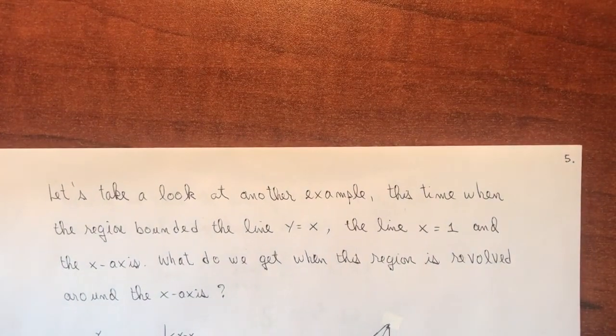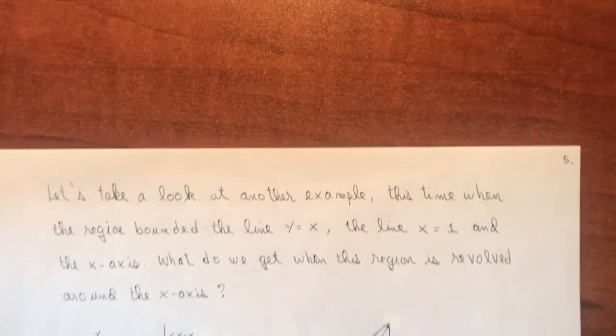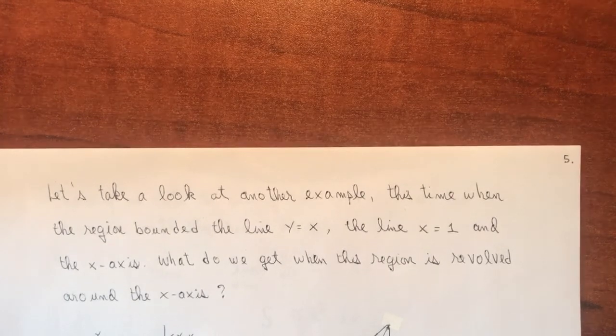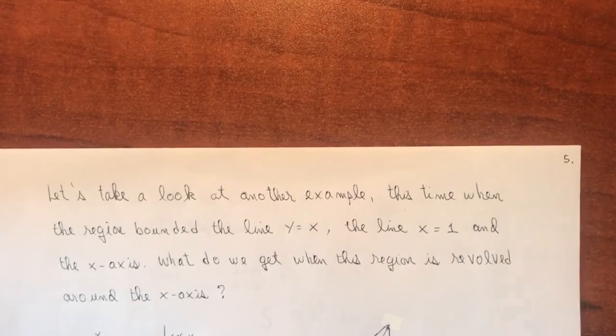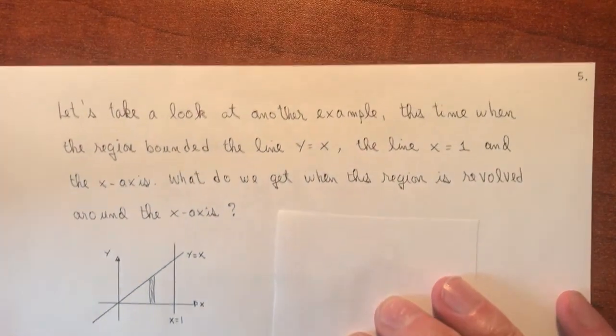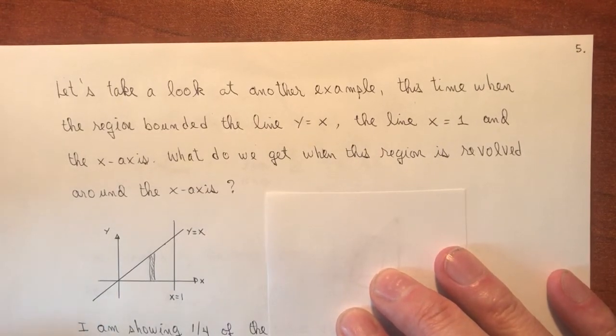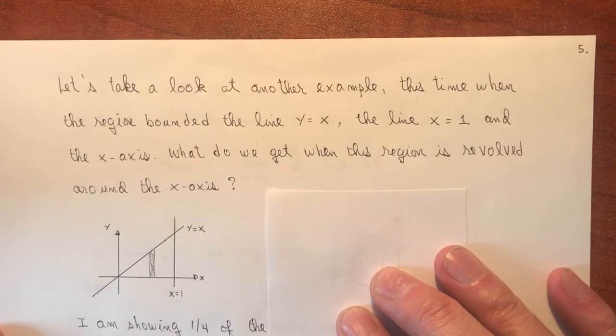Okay, so now let's take a look at yet another example. This time, the region bounded by the line y equals x, the line x equals 1, and the x-axis. This is the region we get. We want to spin this region around the x-axis. So what is the region that we should get here in R2? Well, we've seen that before. It's that triangle that is shown here.